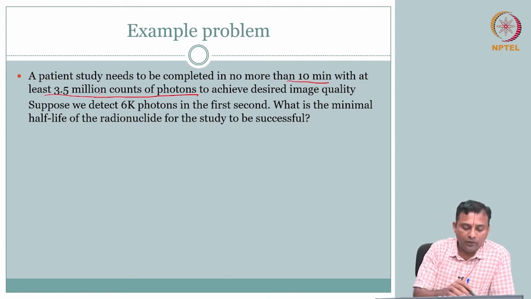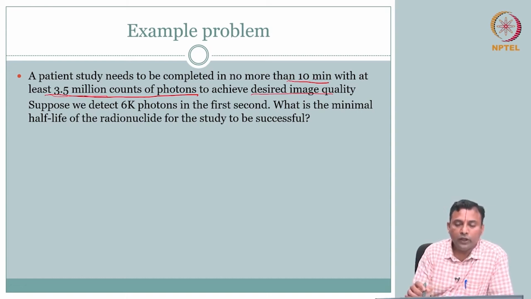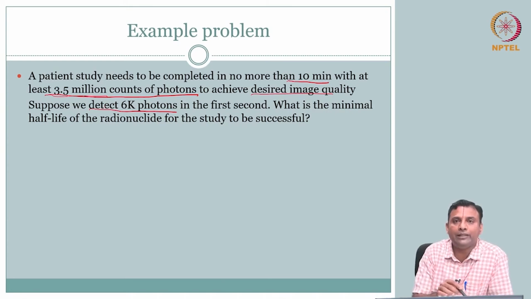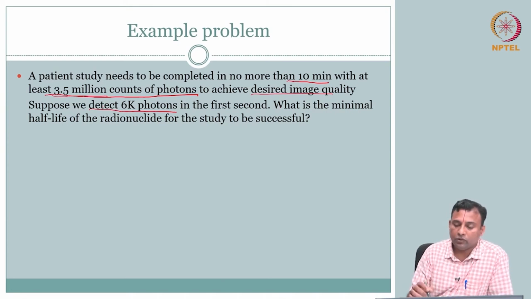So, what is that? At least 3.5 million counts of photons to get the desired image quality. Now, you cannot do it with more than 10 minutes, you are given that upper bound. You are given partial information: you are able to count 6,000 photons in the first second. We are able to detect 6,000 photons in the first second. So, these are the constraints that are given.